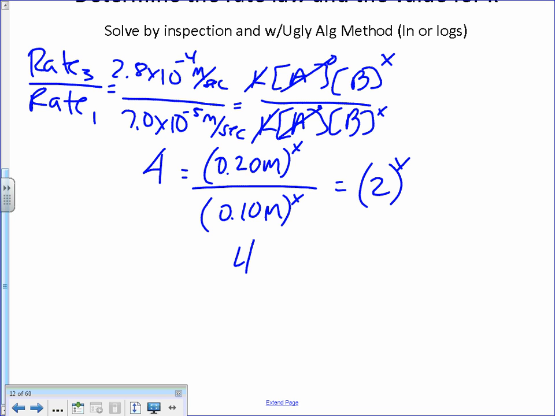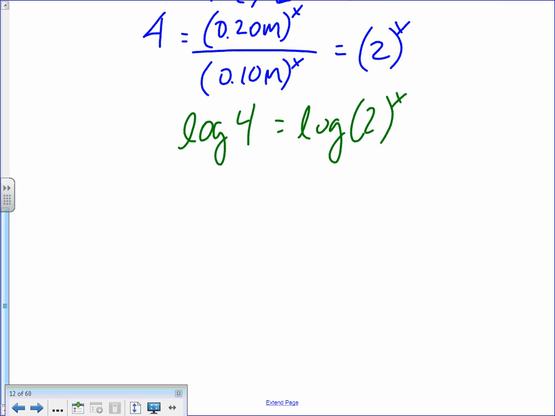I know you can mathematically go like, oh, duh, X is 2, but I want to show you in a difficult situation where you could not. So then here's where you use your logs. So once you've simplified as best you can, then you put log. You'd have log of 4 is equal to log of 2 to the X. And then what do you do? Right, the X comes out to the front, so log of 4 is equal to X log of 2. And then what do you do?